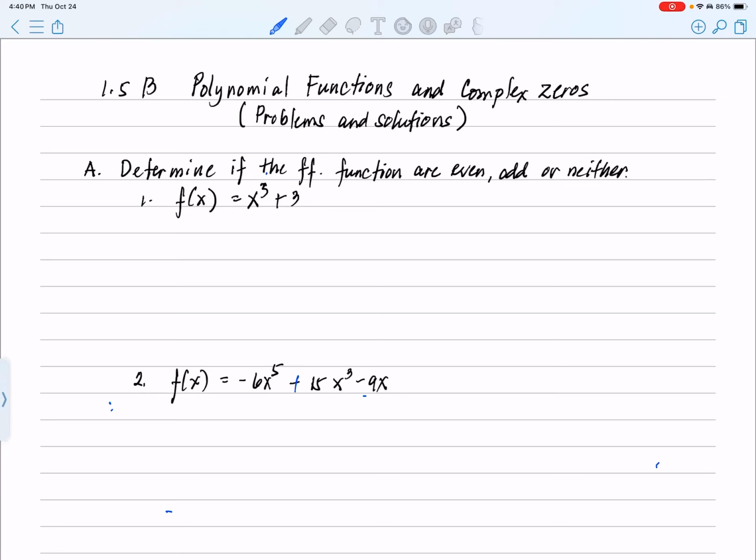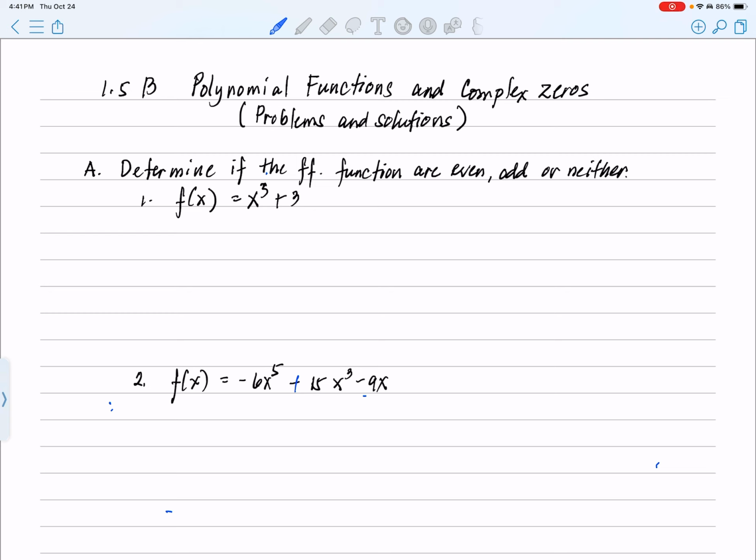Welcome to Matematika. Today we're going to do problems and solutions of 1.5b, polynomial functions and complex zeros. We'll start with the first set. Determine if the following functions are even, odd, or neither. 1. F of x is equal to x to the third power plus 3.